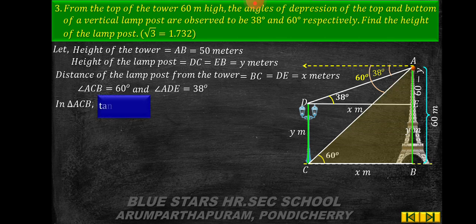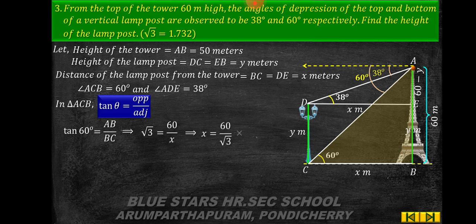So in triangle ACB, tan theta is equal to opposite by adjacent. So tan 60 degrees is equal to AB by BC, which implies tan 60 degrees is root 3, which is equal to AB is 60 divided by BC is x, which implies x is equal to 60 divided by root 3, into root 3 by root 3. Therefore the value of x is equal to 60 root 3 by 3. So 3 and 60 get cancelled. You get x is equal to 20 root 3. That is your equation number 1.